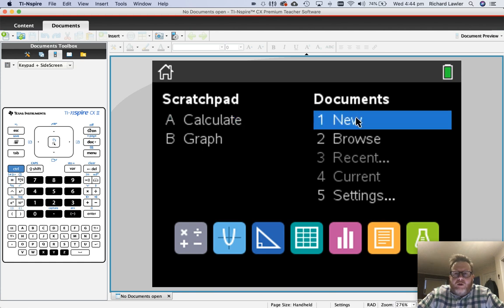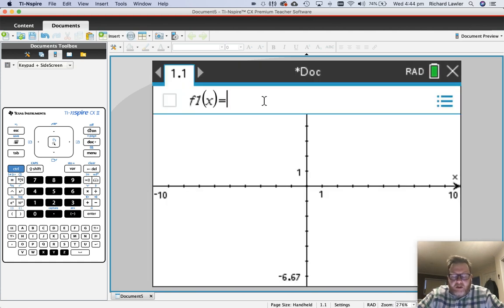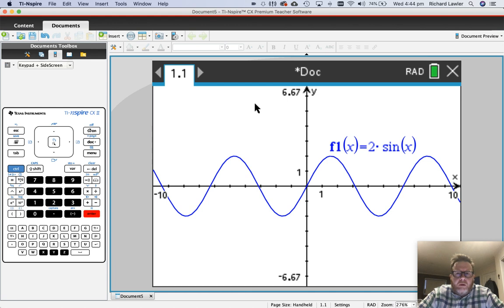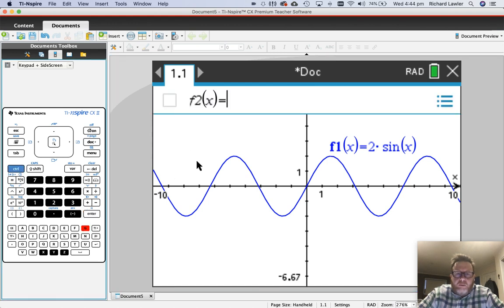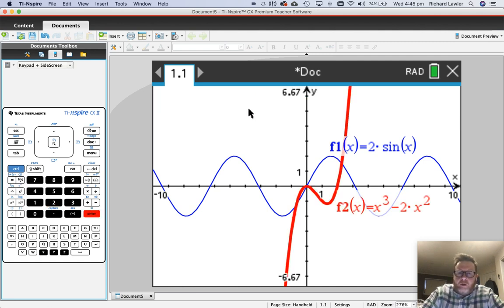And I'm going to create a brand new document, and I'm going to add graph. Now, my first function is 2 sine x, so I'm going to put that in now. And then I'm going to go Control G to put in my second function, which is x cubed minus 2x squared, like so. And there is our function.